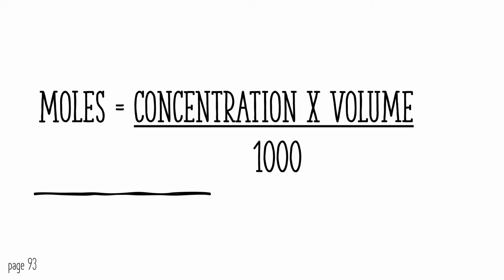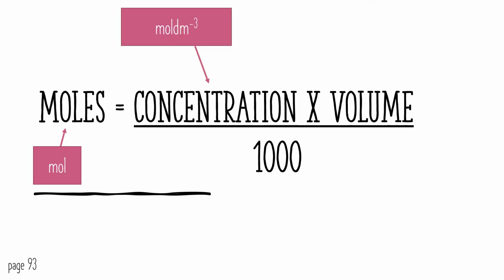Remember our units here. The unit for moles is mol. For concentration, as we looked at just in this video a couple of minutes ago, it is mole per decimeter cubed. Very important you have a -3 above that dm, okay? And then volume is usually given to you in centimeters cubed. And so, because we have a difference between centimeters cubed and decimeter cubed, we have to divide by 1,000, okay?